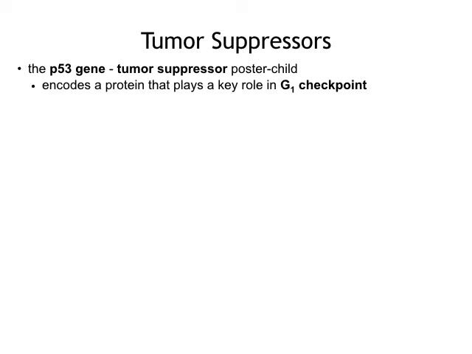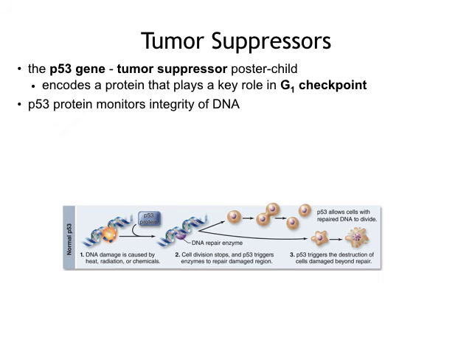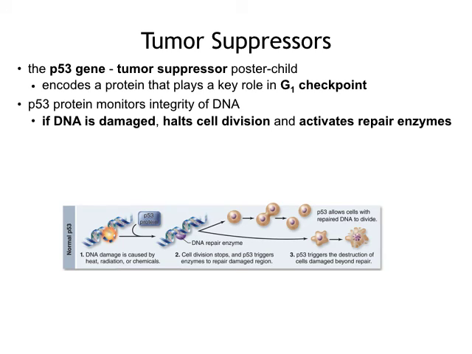It encodes a protein that plays a key role in the G1 to S phase checkpoint. And what this protein does is it monitors the integrity of DNA. Basically, make sure that there are no mutations or breaks in the DNA. If the DNA is damaged, P53 will halt cell division and activate repair enzymes to repair the DNA. So this is what you can see here in this figure. There's a DNA break. P53 is going to sense that, turn on DNA repair enzymes, activate those so that they can repair the DNA breaks.